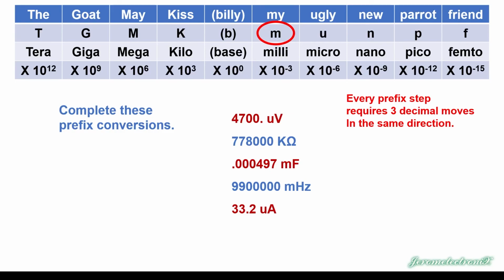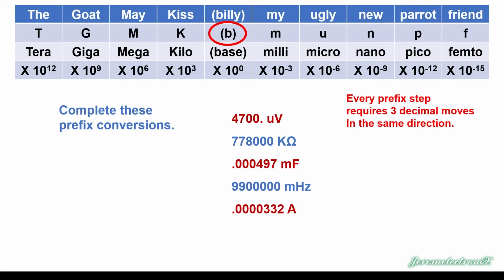Okay, with this last one, we need to convert 33.2 microamps to base. So, micro. To get to base, we need to go 2 columns. Every column is 3 decimal moves in the same direction. So we've got to move that decimal 6 places. 2 columns times 3, 6 places. 1, 2, 3, 4, 5, 6, and we've got it. That's all there is to it.